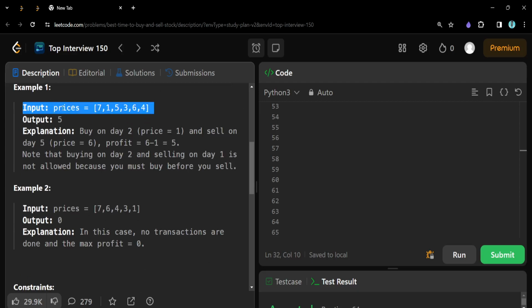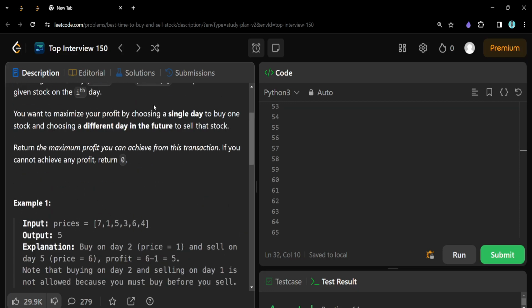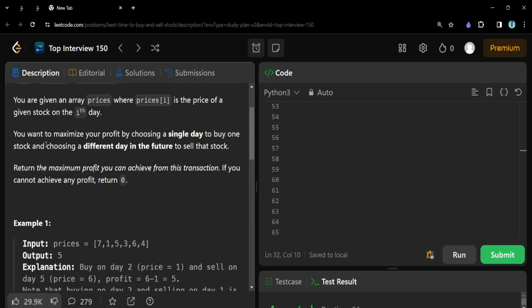So this is the array and these 7, 1, 5, 3, 6, 4 are the prices on each day. So 7 represents the first day, 1 represents the second day, 5 represents the stock price on the third day, and so on and so forth. Okay, you want to maximize your profit by choosing a single day to buy one stock and choosing a different day in the future to sell the stock.